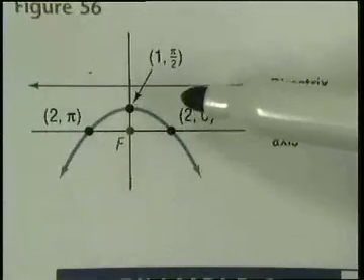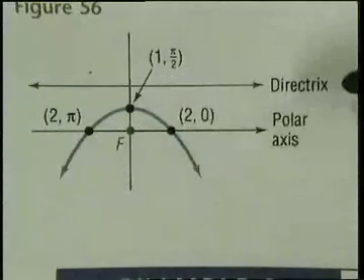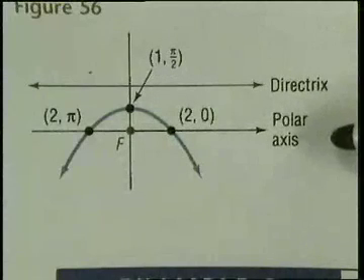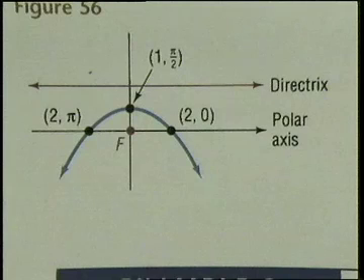Again, I have the vertex labeled at 1 comma pi over 2. There's your directrix parallel to the polar axis, 2 units above the pole, with the focus labeled at the pole.